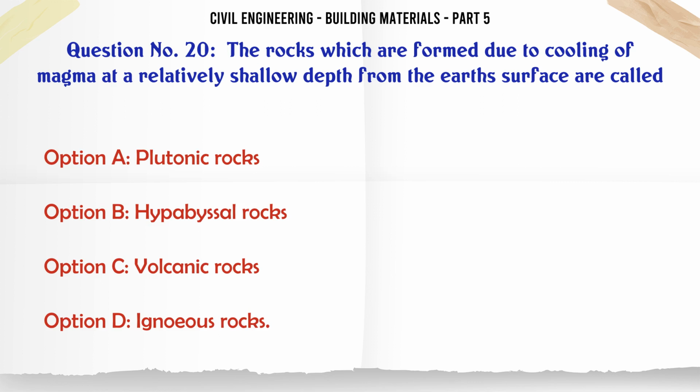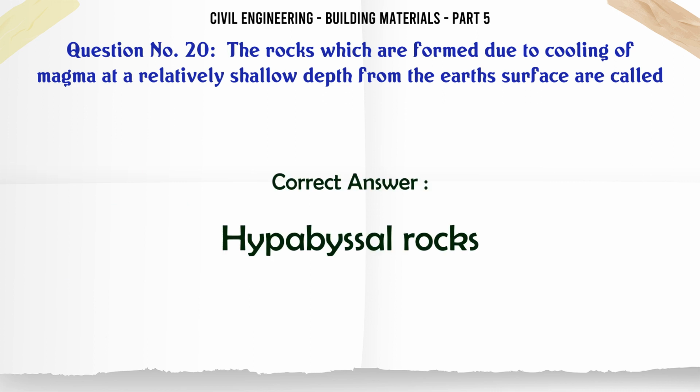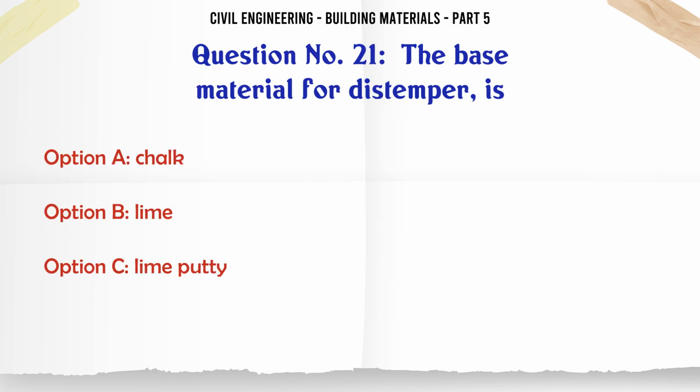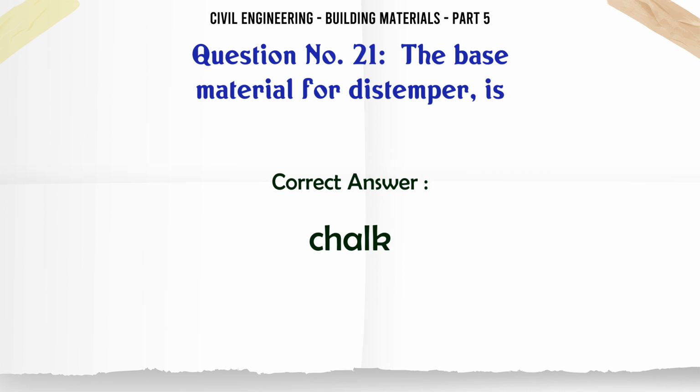Volcanic rocks, D. igneous rocks. The correct answer is hypabyssal rocks. The base material for distemper is A. Chalk, B. Lime, C. Lime putty, D. Cement wash. The correct answer is chalk.